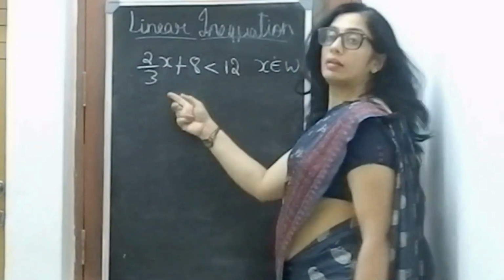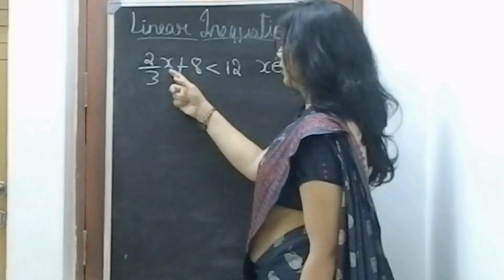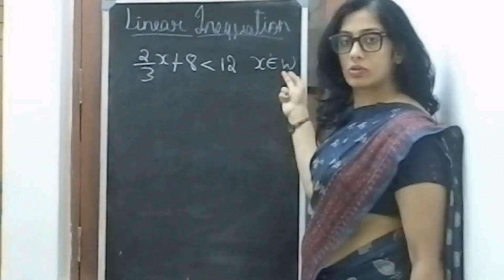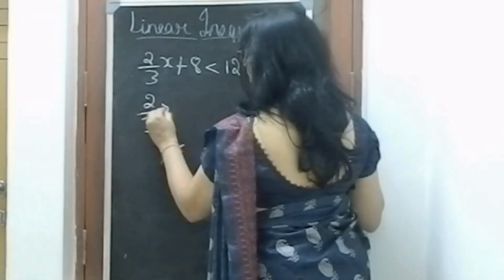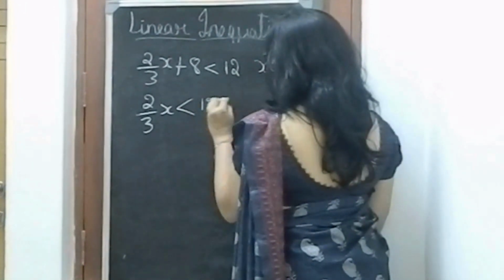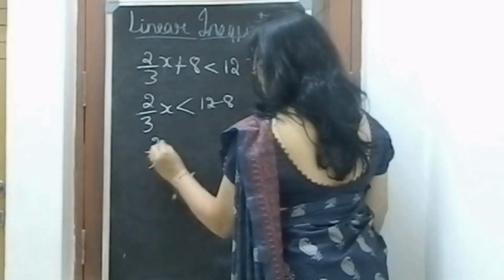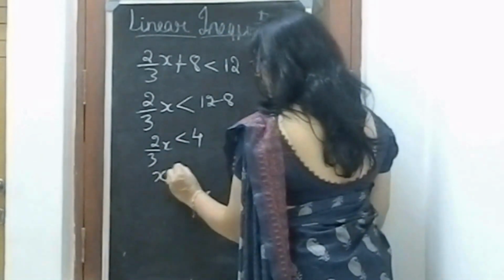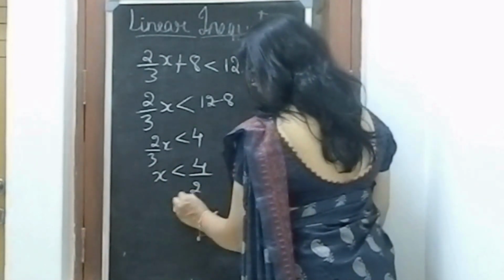Okay. Thank you. The third example for the day is (2/3)x + 8 is less than 12. And again x belongs to W. So how should we do it? We'll do (2/3)x is less than 12 minus 8. So it will be (2/3)x is less than 4. Then x is less than 4 divided by 2/3.